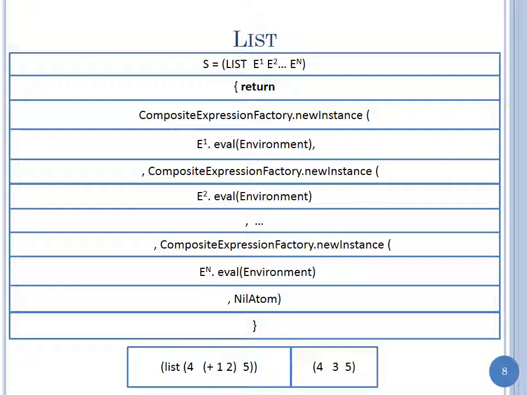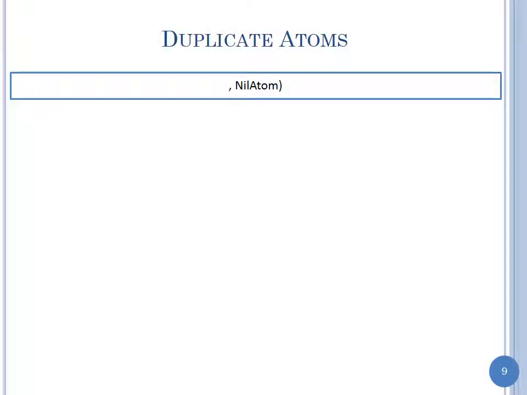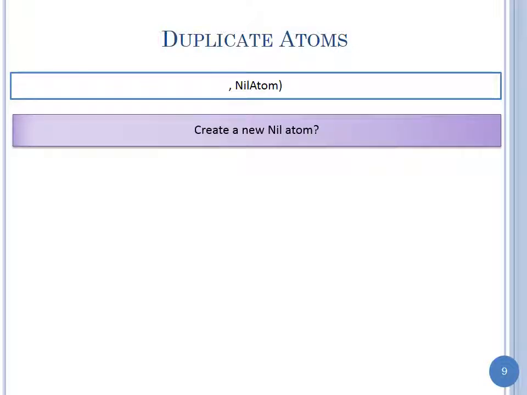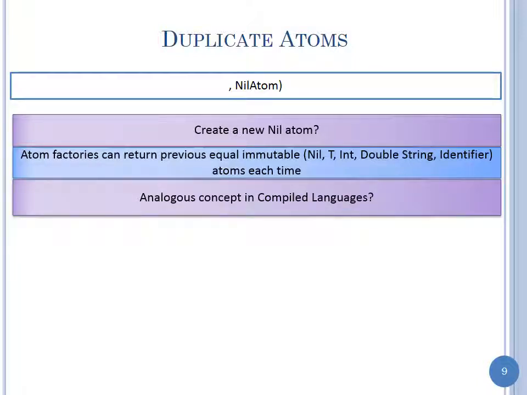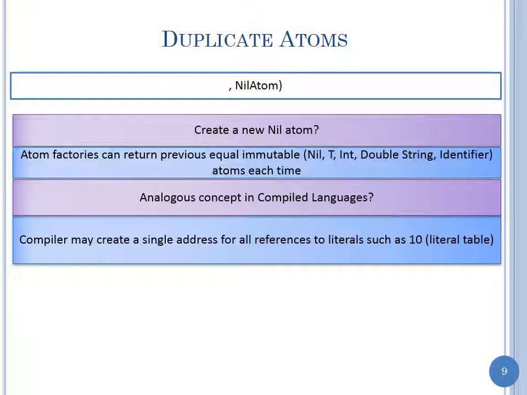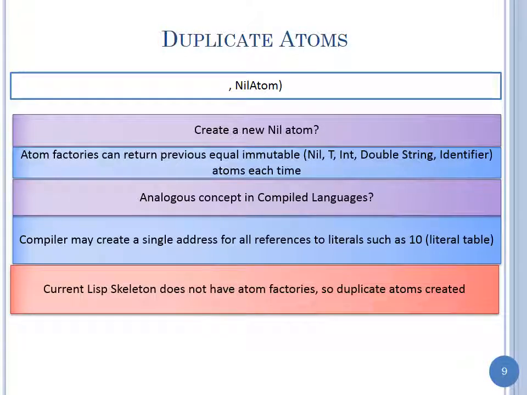And if somebody says construct an atom for 1789, I'll say, well, I've already constructed an atom for 1789. If I have, I'll just return that atom. Okay? So duplicate atoms. So create a new nil atom. If we had atom factories, as Nathan sort of suggested, we could return a previous atom that's equal to the one you want, and these are all immutable. And the compiler might create a single address for all references to literals, such as 10, a literal table. And the current Lisp skeleton does not have an atom factory, so duplicate atoms are created.